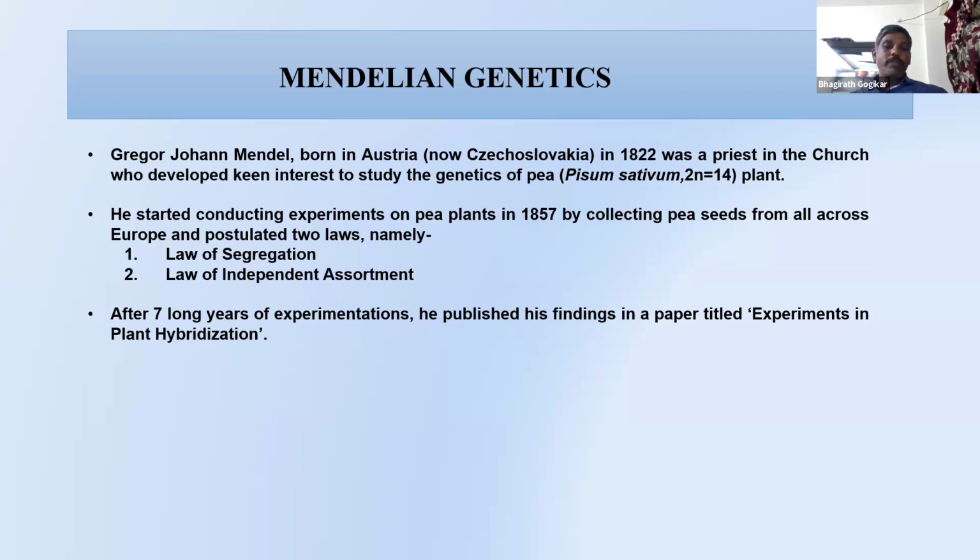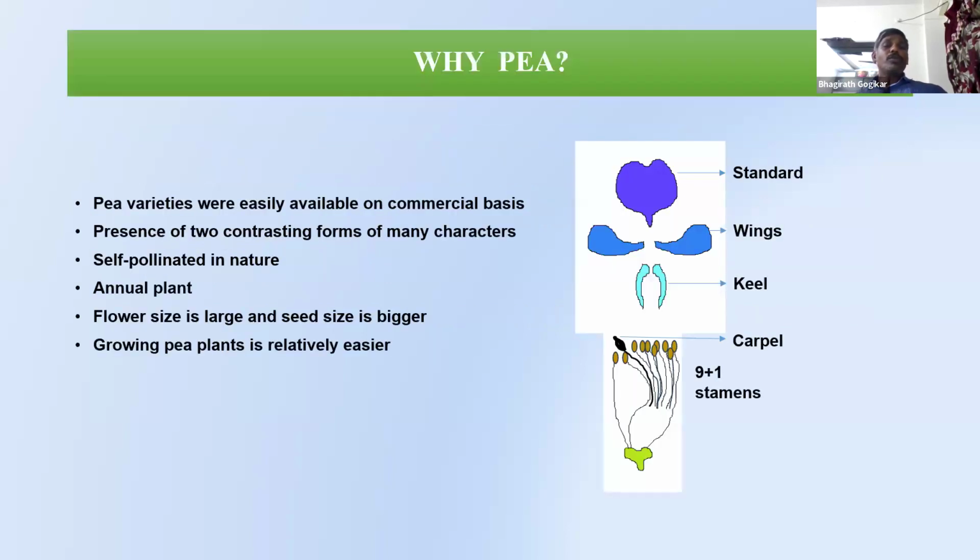So we learn this at the intermediate level also. So why did he select the pea plant? There are several reasons. The first one is that pea varieties were easily available on a commercial basis. A number of varieties are available in nature. Moreover, these plants show 2 contrasting forms of many characters. So one morphological character appears in 2 different plants in contrasting nature.